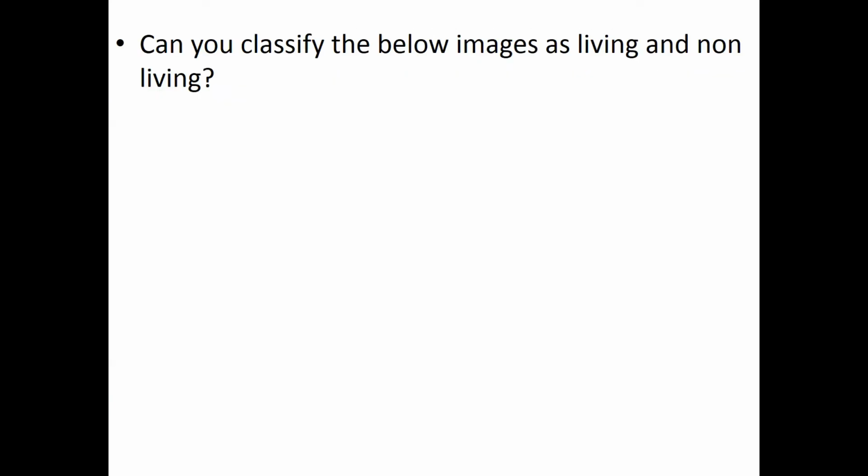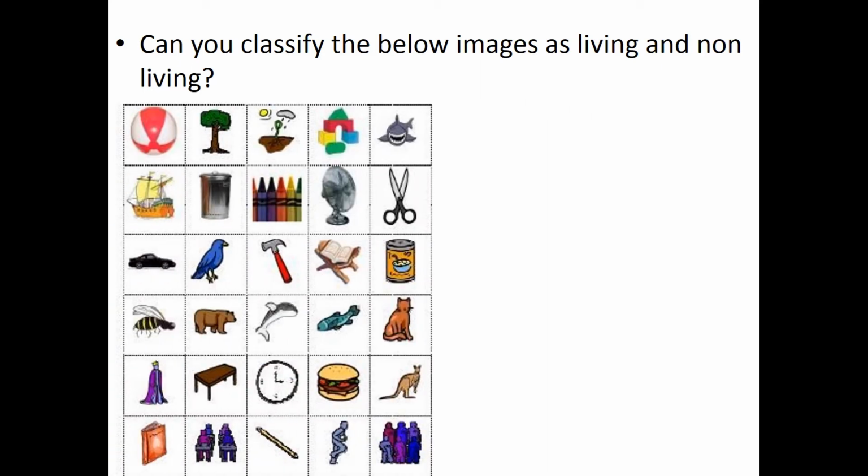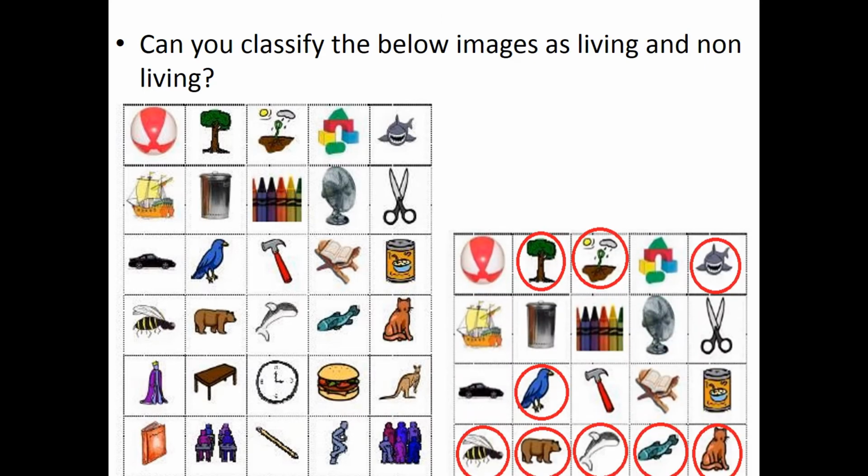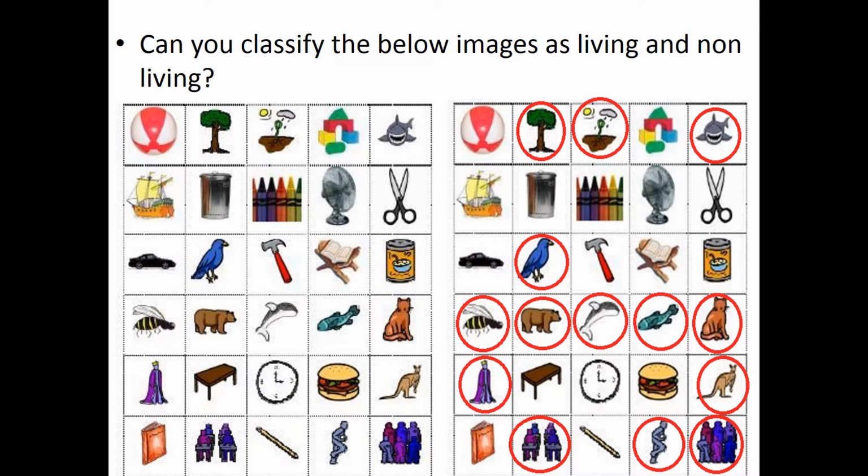So, let us do a small activity. Can you classify the below images as living and non-living? Now I'm going to show you all a picture, and you'll have to identify how many living things are there. For your convenience, you can just count the number of living things. I'm giving you a few seconds to do that. Now let's see how many of you have got all of them correct. Match your answers with this picture and see whether all the living things that you counted are correct.